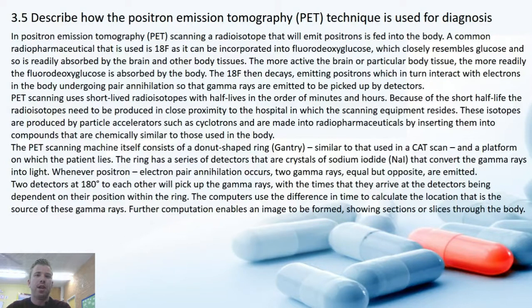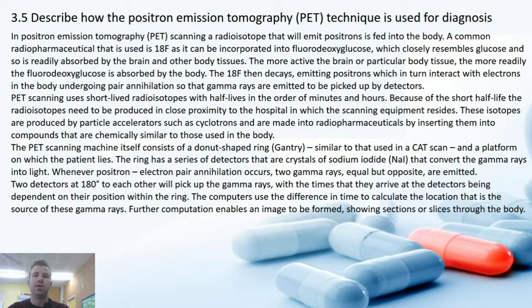The PET scan machine itself consists of a gantry similar to a CAT scan and a platform on which the patient lies. The ring has a series of detectors that are crystals of sodium iodide that convert the gamma rays into light. Whenever a positron-electron pair annihilates, two gamma rays equal but opposite are emitted. Two detectors at 180 degrees to each other will pick up the gamma rays, with the times that they arrive at the detectors being dependent on their position within the ring.